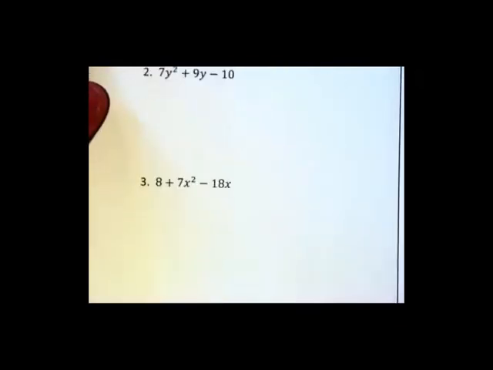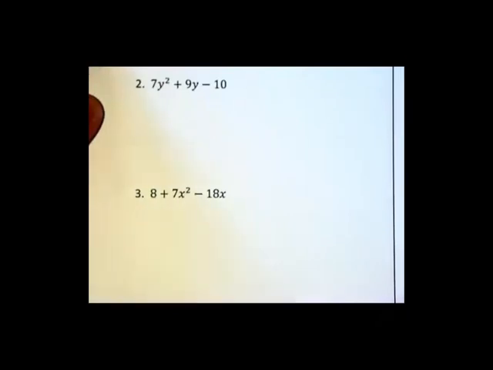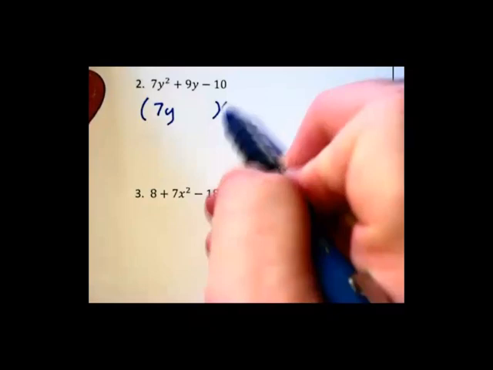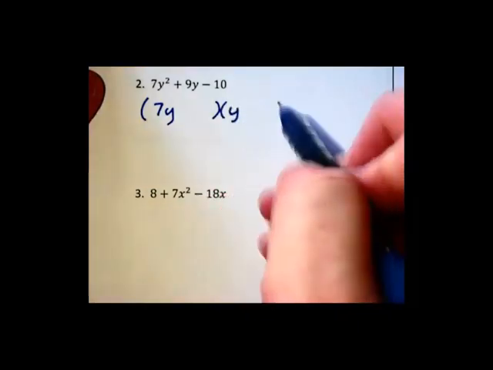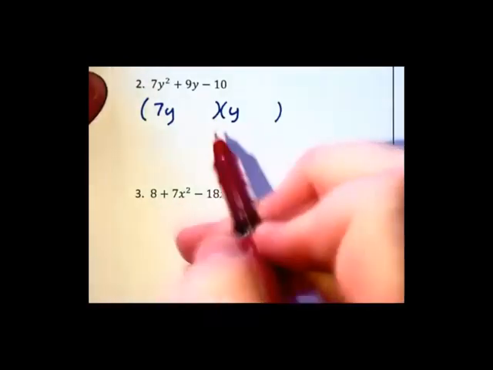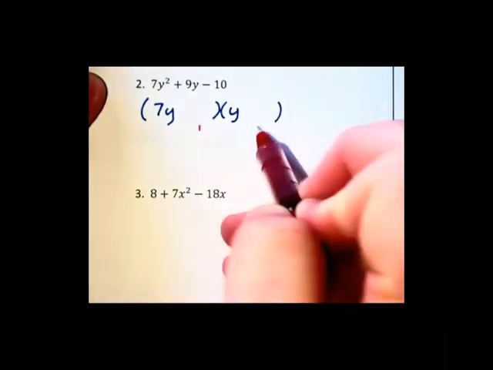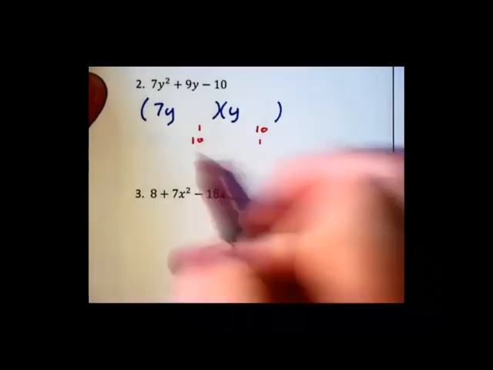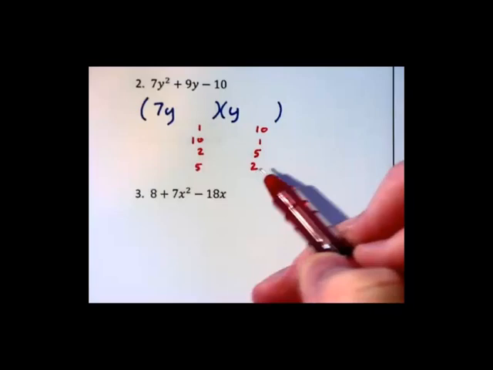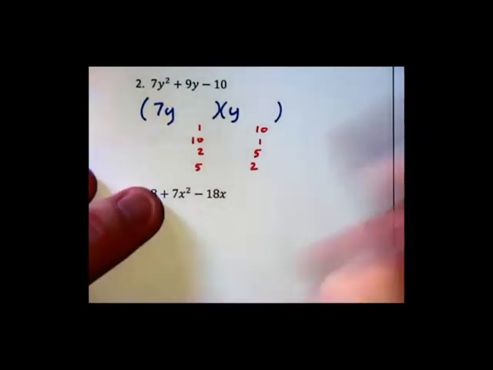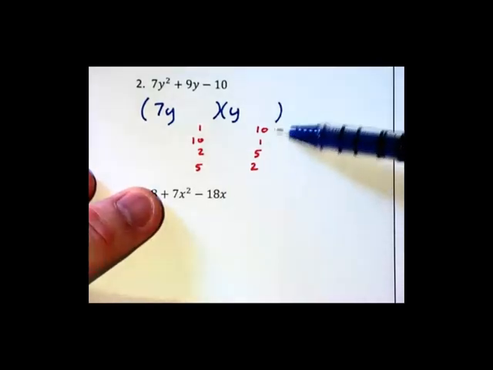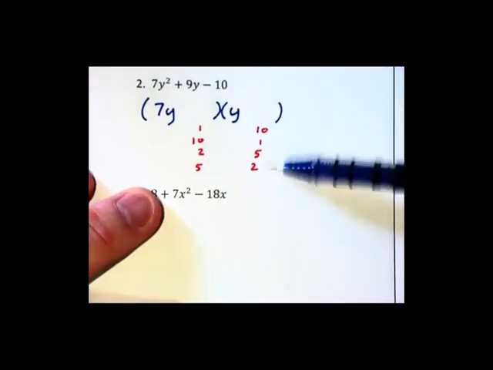Problem number 2. We like that leading 7. We like prime numbers because the only way to break down that 7 is 7y times 1y. There are no other choices. However, for that 10, we've got choices of 1 and 10, 10 and 1, 2 and 5, 5 and 2. And you end up having to use your eraser a lot when you're working this one through. I generally don't try the 1s and the 10s first. I try the numbers that are closer together.